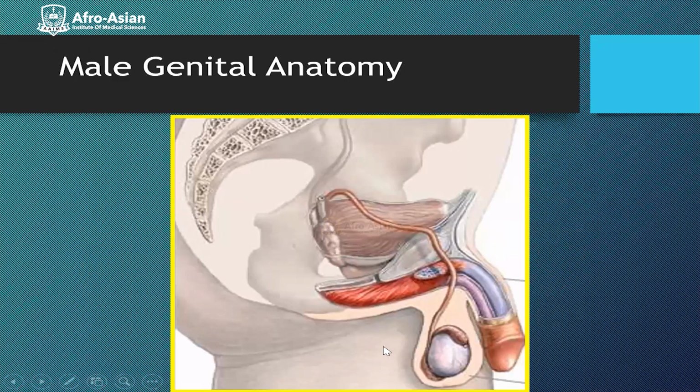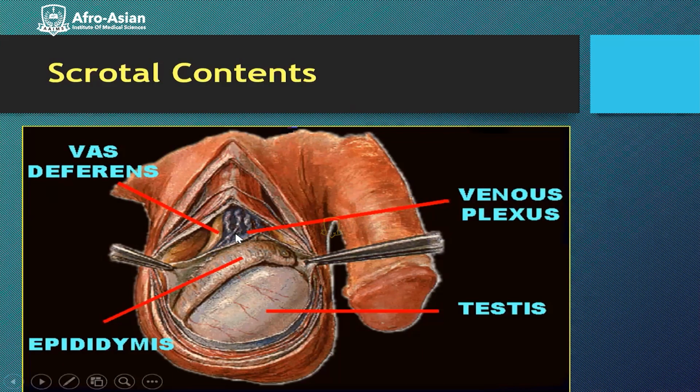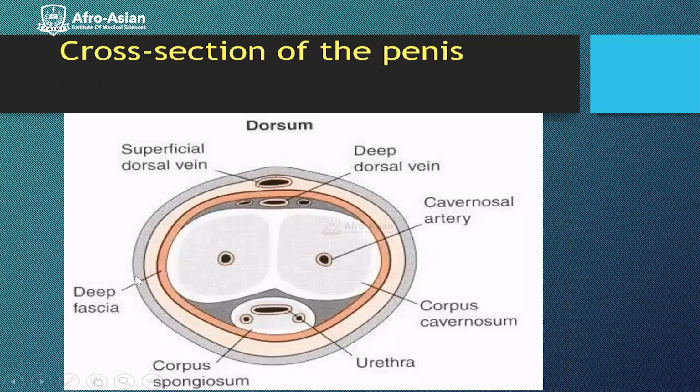The main genital anatomy: this is the penis and testicles. Then we have the head of the epididymis, the epididymis, spermatic cord, vas deferens, the urinary bladder. There are venous plexus. These are the testes, the epididymis, and vas deferens, the glans penis and body of the penis. If we get a cut section, which is a cross section of the penis, this is the dorsum, the corpus spongiosum, and the corpora cavernosa.